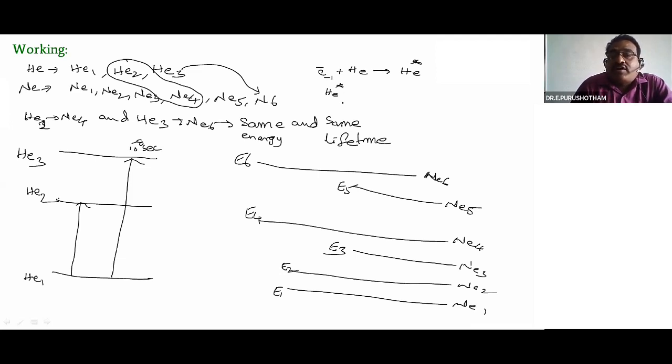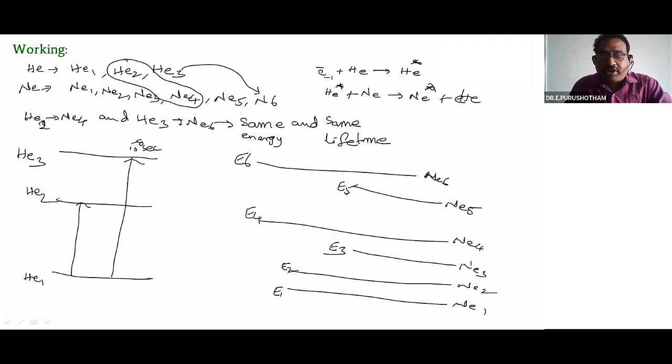So the excited helium atom collides with a neon atom. So the neon atom gets excitation and goes to a higher energy state, from E1 to E2, E3, E4, E5, and E6. But E4, E6 are the metastable states. So these are having population inversion. Then it will start the pumping process.